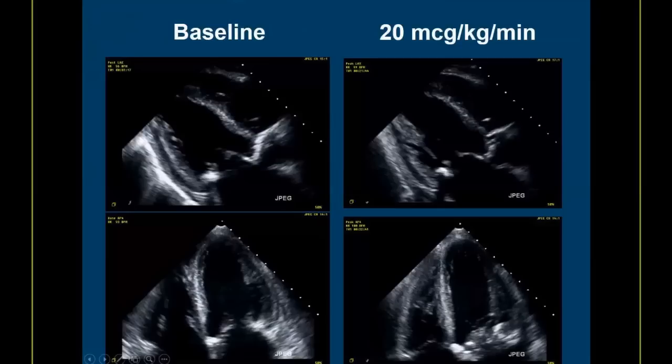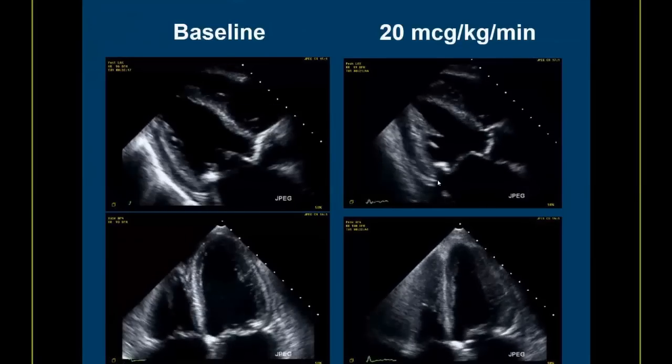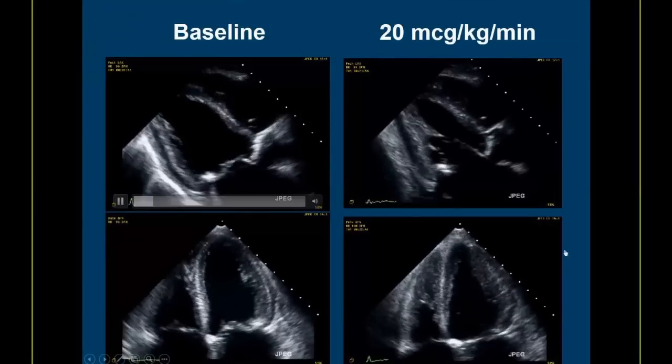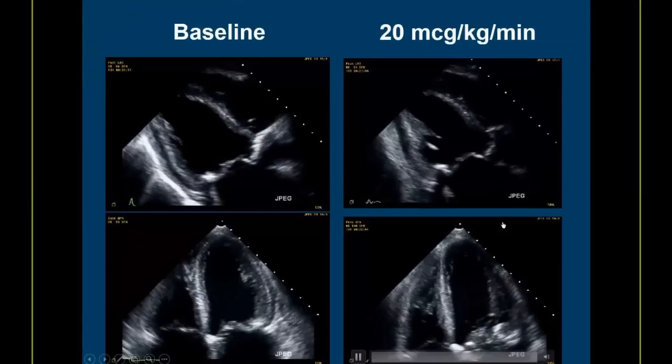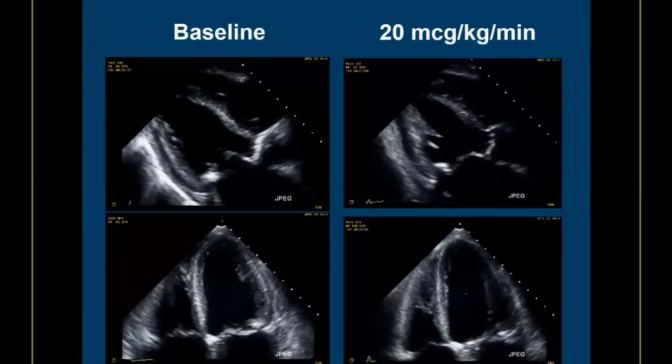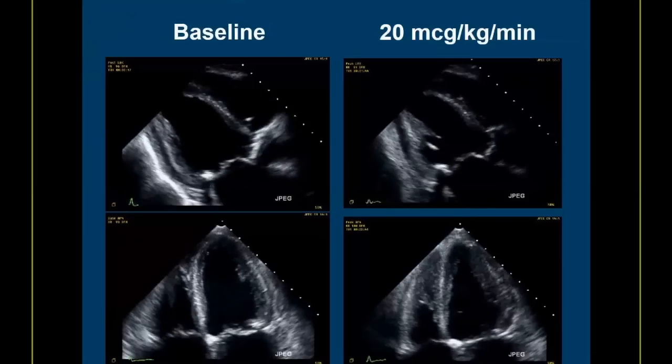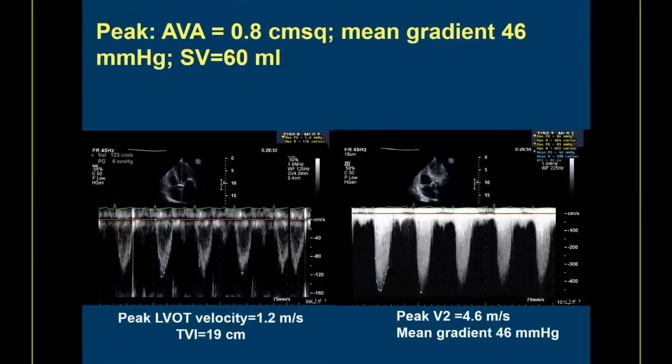So that's what we did. This is baseline, and at 20 mics per kilogram per minute on the right. You can see the augmentation that's occurred in the walls, which at least visually or qualitatively suggests that there is indeed a contractile reserve in this patient. But you want to do the numbers with the aortic valve indices. So this is peak. Your AVA still was 0.8 centimeters squared, so that's still less than 1.0. And look at that, your mean gradient went up to 46 millimeters of mercury, so greater than 40. And your stroke volume went to 60 mL on calculation.